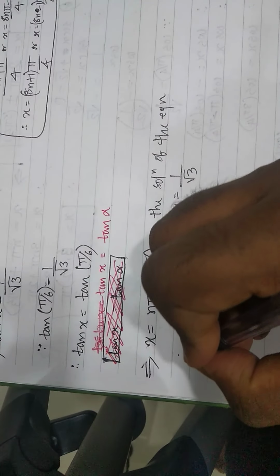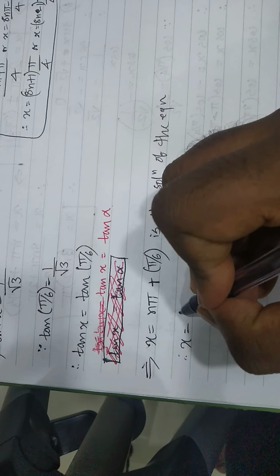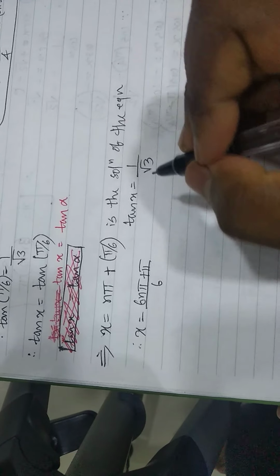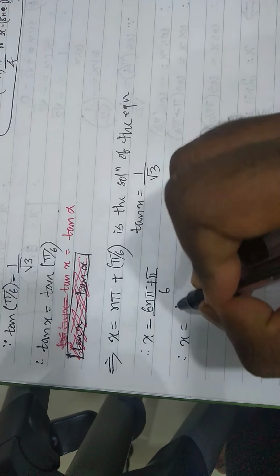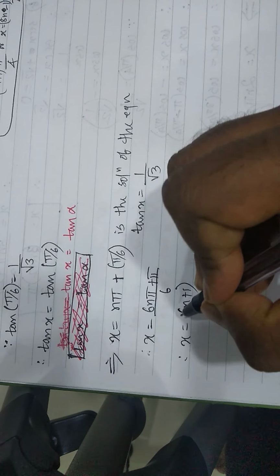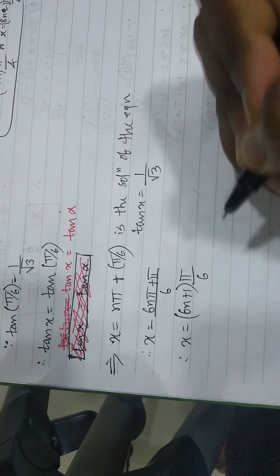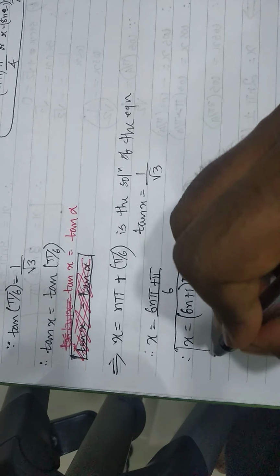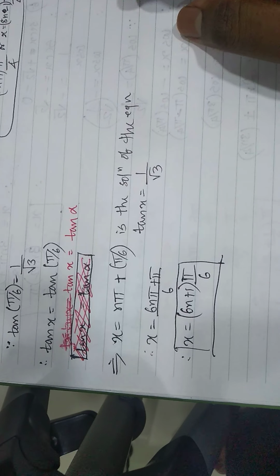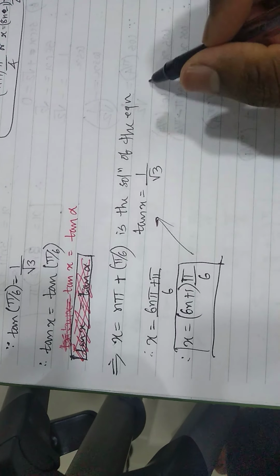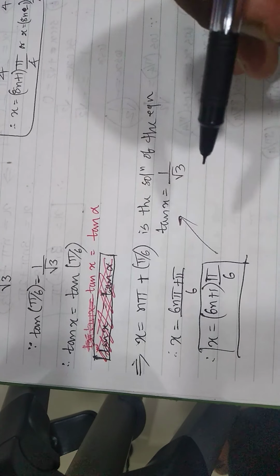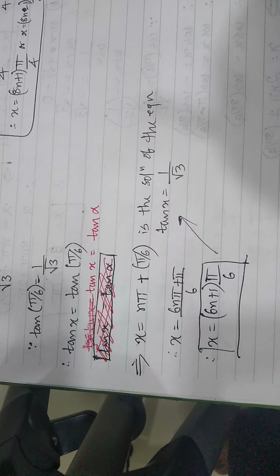Of course you can solve this. So x equal to 6n pi plus pi, the whole upon 6. So therefore x equal to (6n plus 1) times pi by 6. You can solve it, get the solution till here and put it in a box. This is the solution of the equation tan x equal to 1 upon root 3. You can summarize your answers like this, especially from the exam point of view.